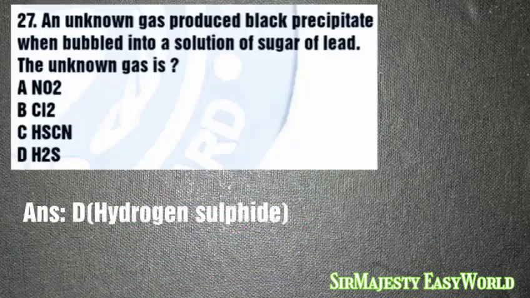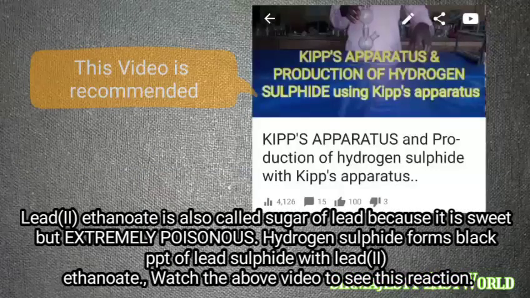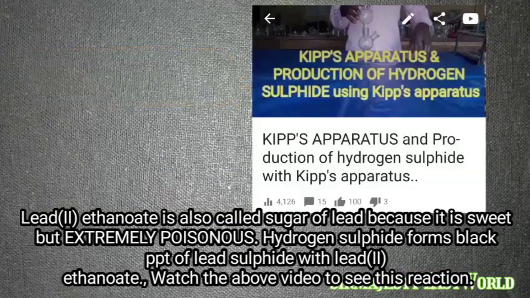Then 27 is talking about how to test for hydrogen sulfide. The answer is D. Sugar of lead means lead ethanoate. It is called sugar of lead because it is sweet to taste, but be warned, it is highly poisonous. It is extremely poisonous. So this is one of the tests to confirm hydrogen sulfide.